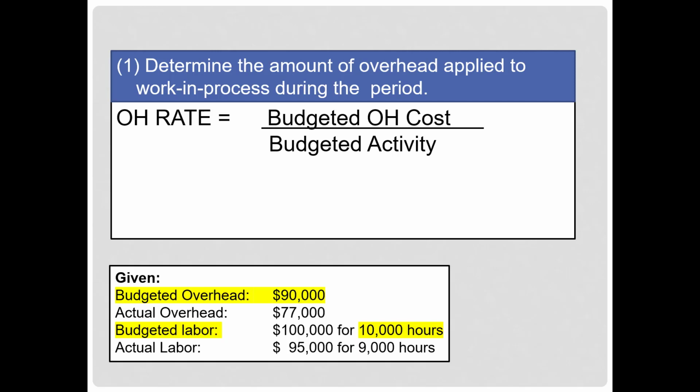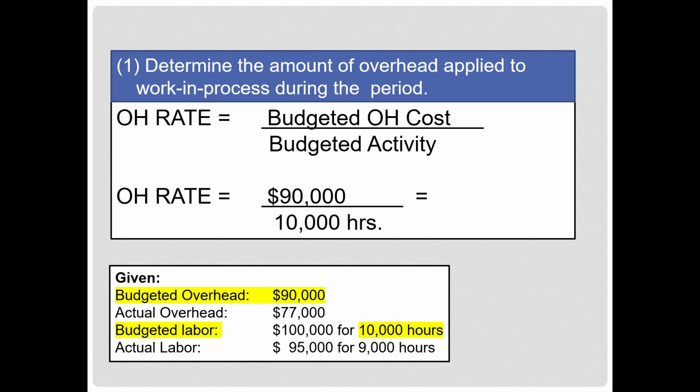We were told that budgeted overhead cost is $90,000, and we were told that overhead is allocated based on labor hours. So we will take $90,000 of overhead and divide by 10,000 direct labor hours, and we get an overhead rate of $9 per direct labor hour. So for this company, every time direct labor works an hour, we'll pay them their hourly rate and we'll assign $9 of overhead to inventory.